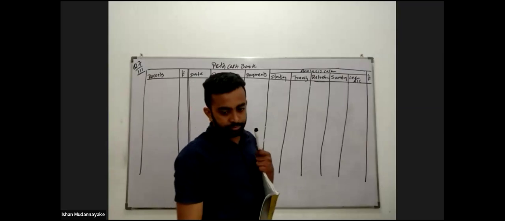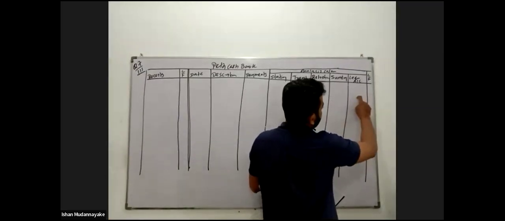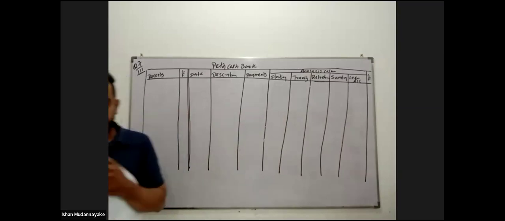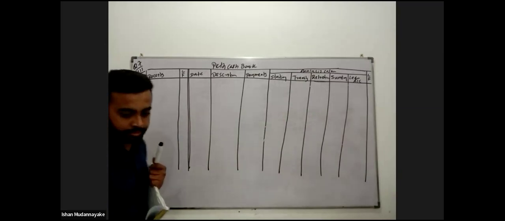LF. This LF column also belongs to the ledger account column. Ledger account column. Petty cash book. Right. Shall we start?